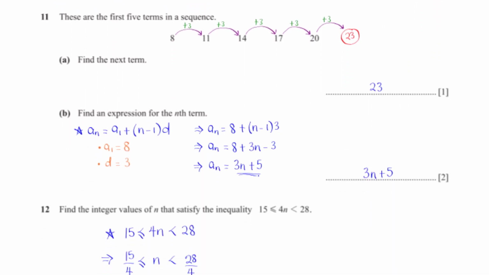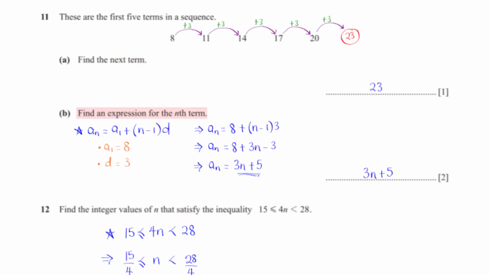These are the first 5 terms in a sequence. Find the next term. When we look at the sequence, there is a common difference of 3 between the terms. And so to find the next term, we have 20 plus 3 giving us 23.